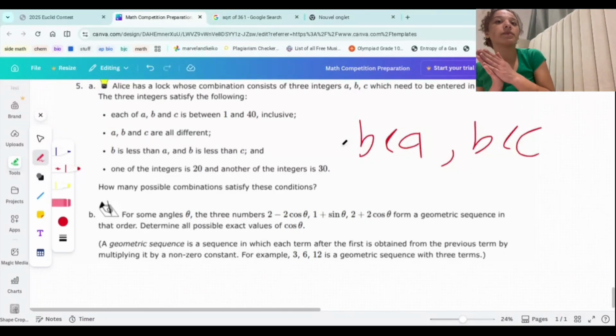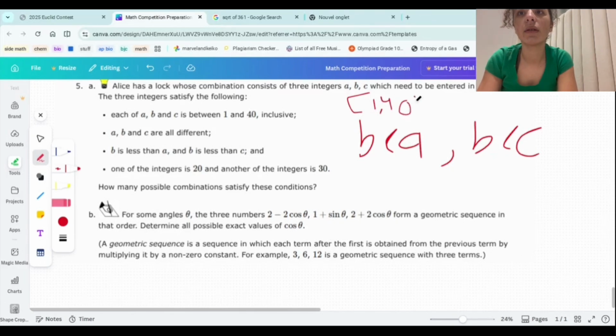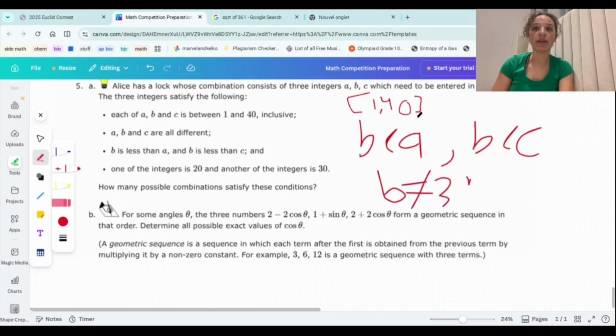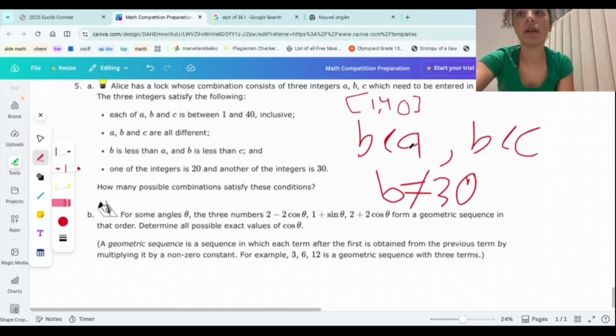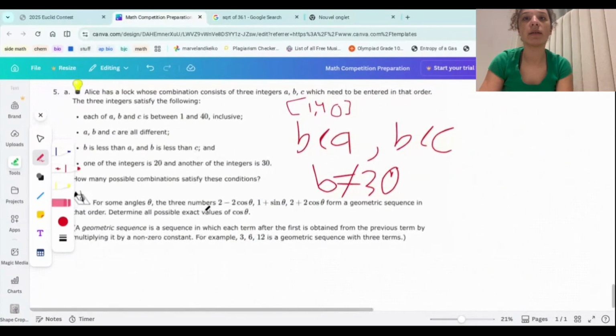Okay. So I know that b is the smallest. Ooh, how many possible integers satisfy these conditions? Oh my gosh. What a problem. Between 1 and 40. Okay. I know that b is not equal to 30. I know that they gave me 2 of the integers, by the way.